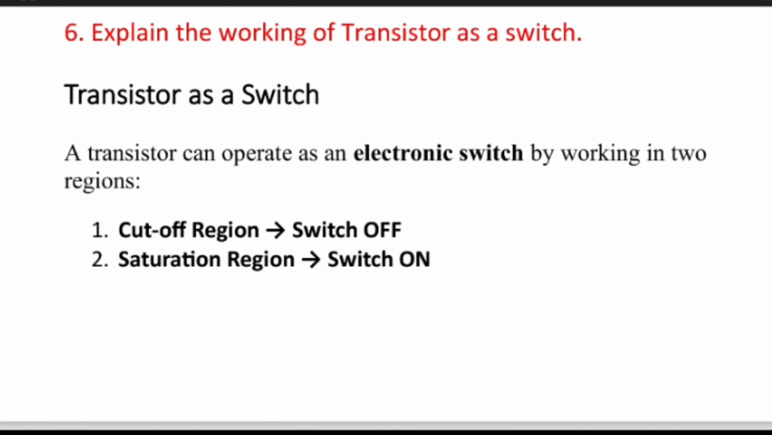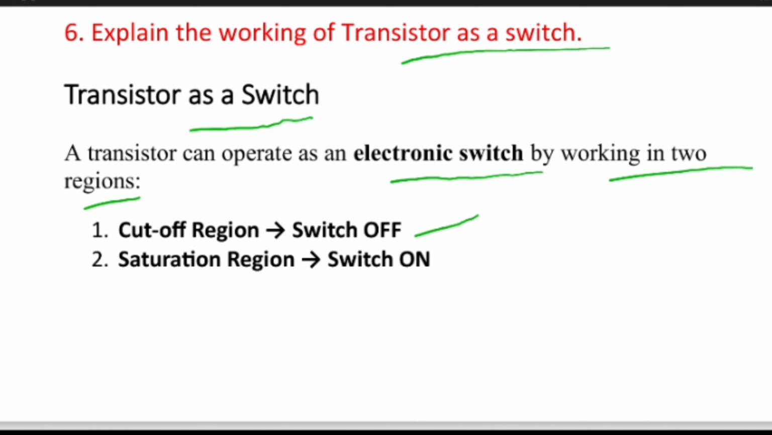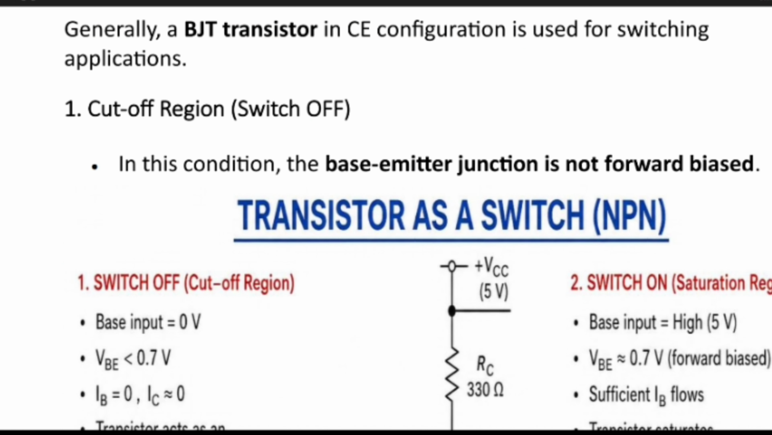Next is, explain the working of a transistor as a switch. A transistor used as a switch operates as an electronic switch working in two regions. One is the cutoff region, switch off. The other is the saturation region, switch on. In the BJT, the CE configuration is used for switching applications. The cutoff region is the switch off region.